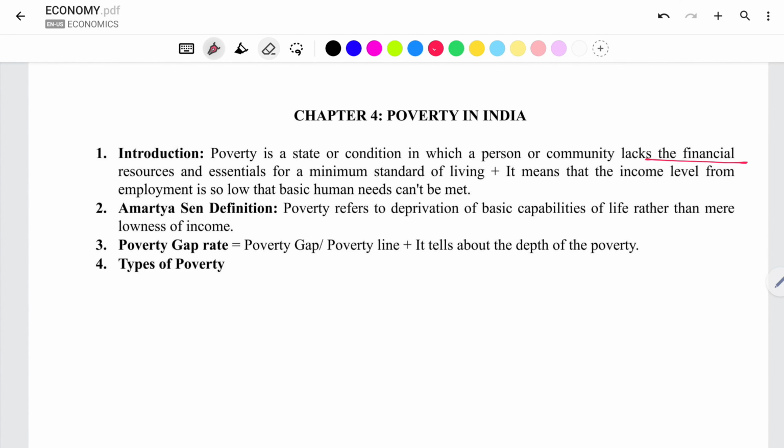Poverty in India. What is poverty? Poverty is a state or a condition in which a person lacks the financial resources. He does not have financial resources and essentials for a minimum standard of living. Poverty is related to the standard of living.